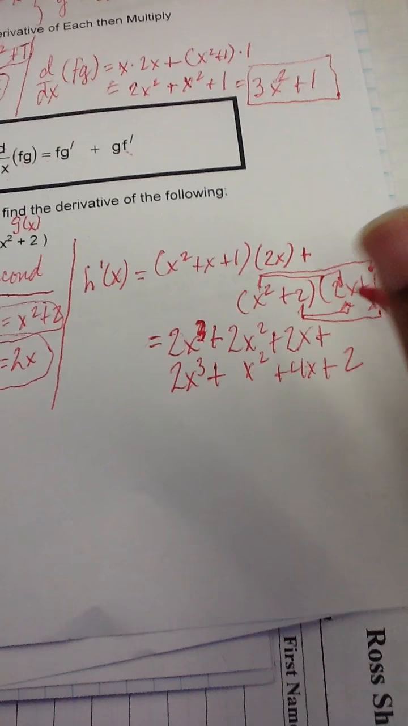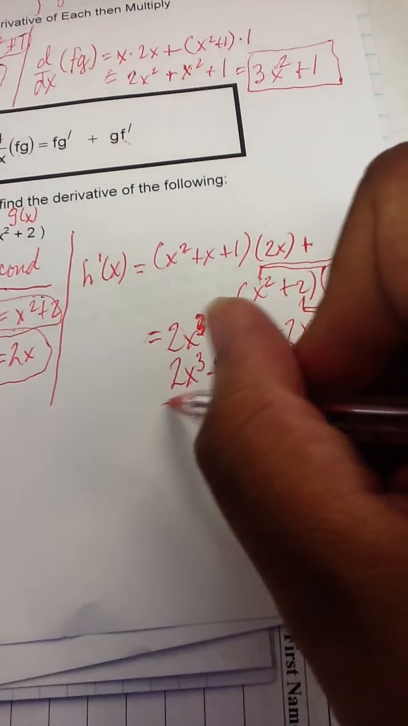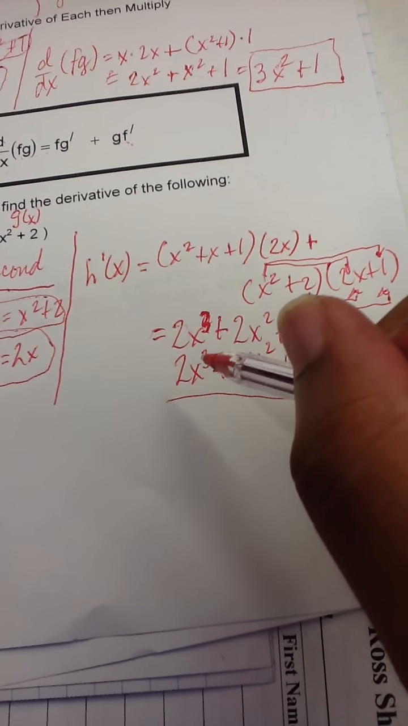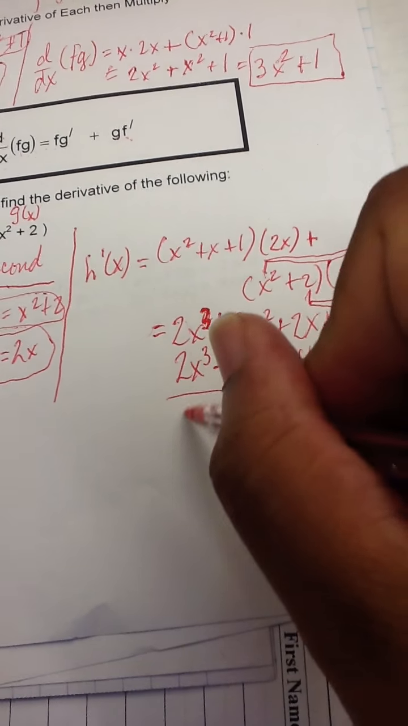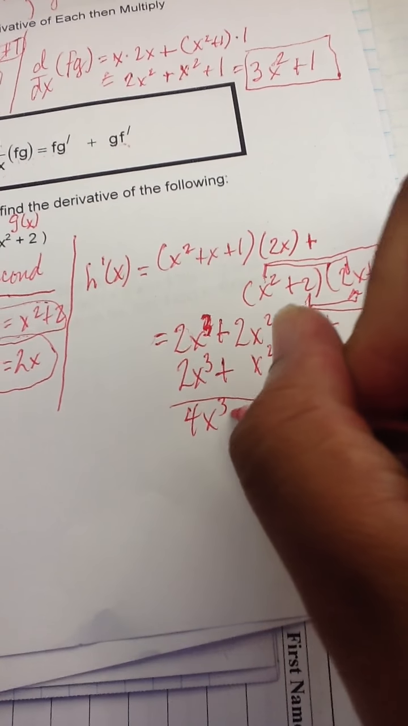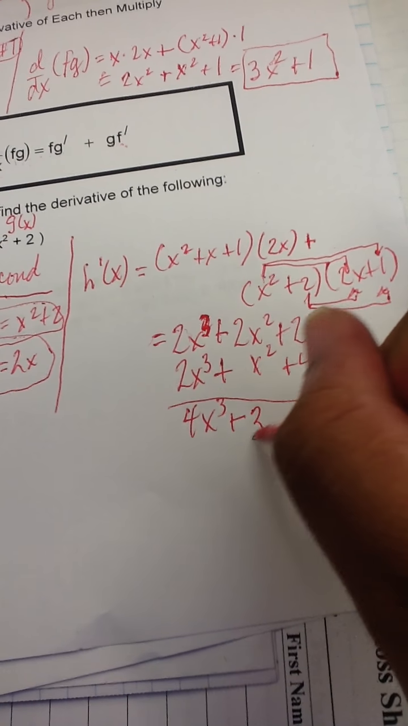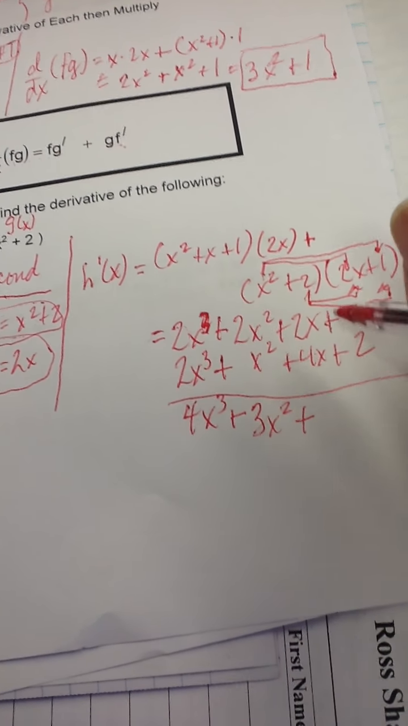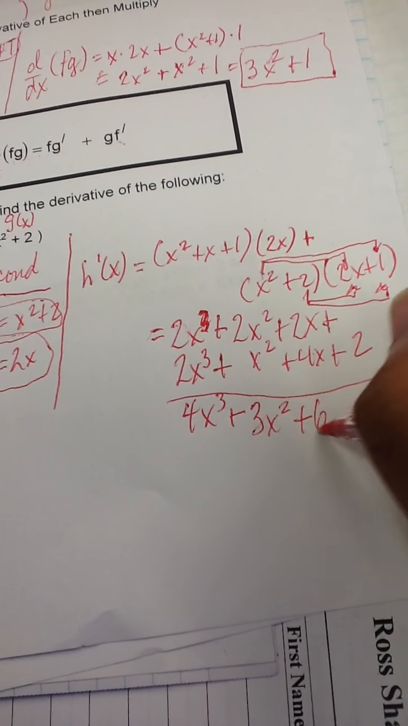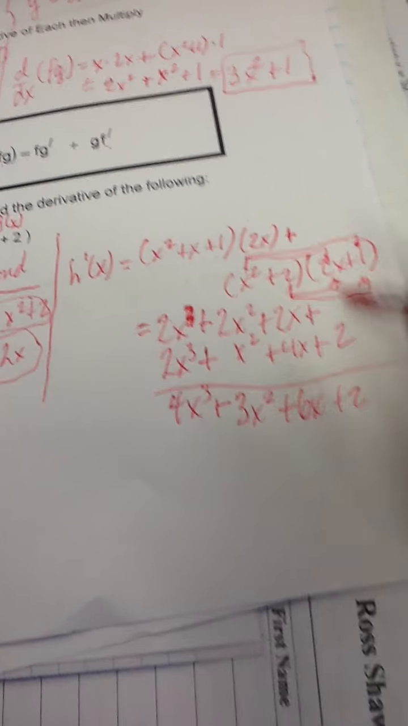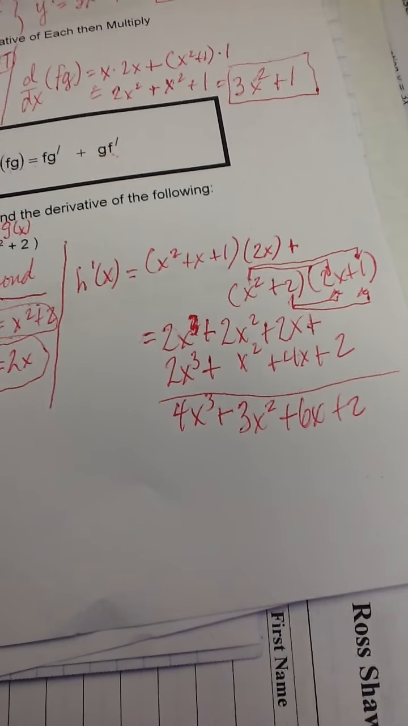Okay. So if I combine like terms, 2x cubed plus 2x cubed, that's 4x cubed. 2x squared plus 1x squared is 3x squared. 2x plus 4x, that's 6x. Then bring down the plus 2. And that's my derivative.